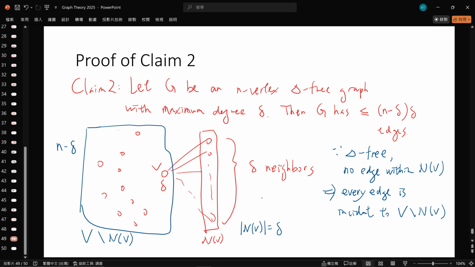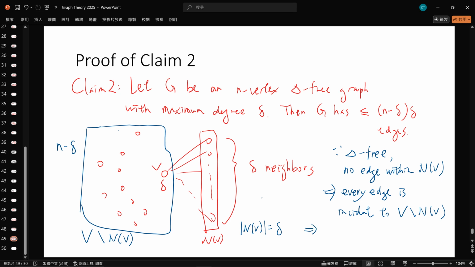Yeah, I see your point, but the problem is this G is an arbitrary graph, so you cannot just assume that this vertex has all its neighbors in this N of V. This is just any graph, and the only property or condition we have is that it is triangle free. Okay. All right, so let me finish the proof.